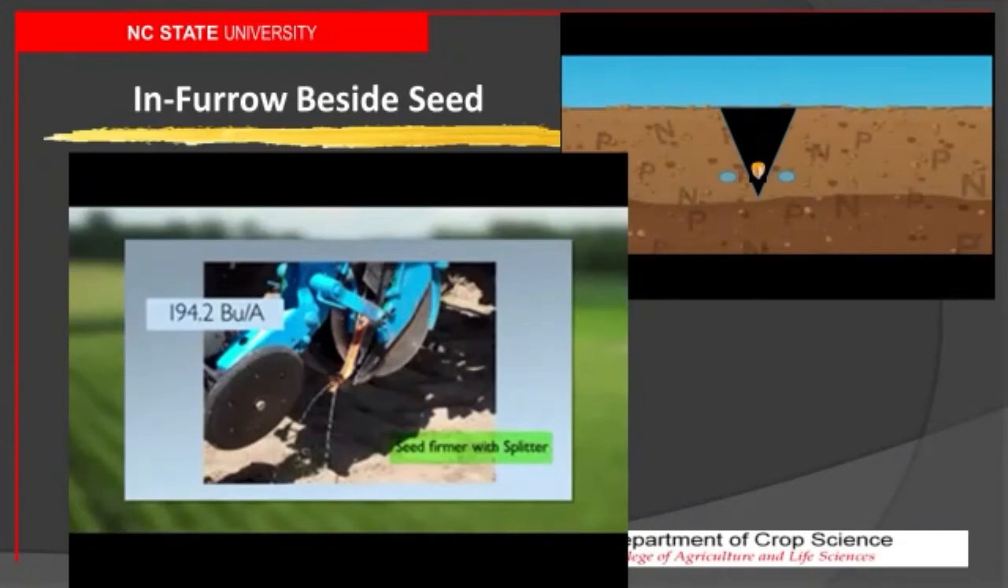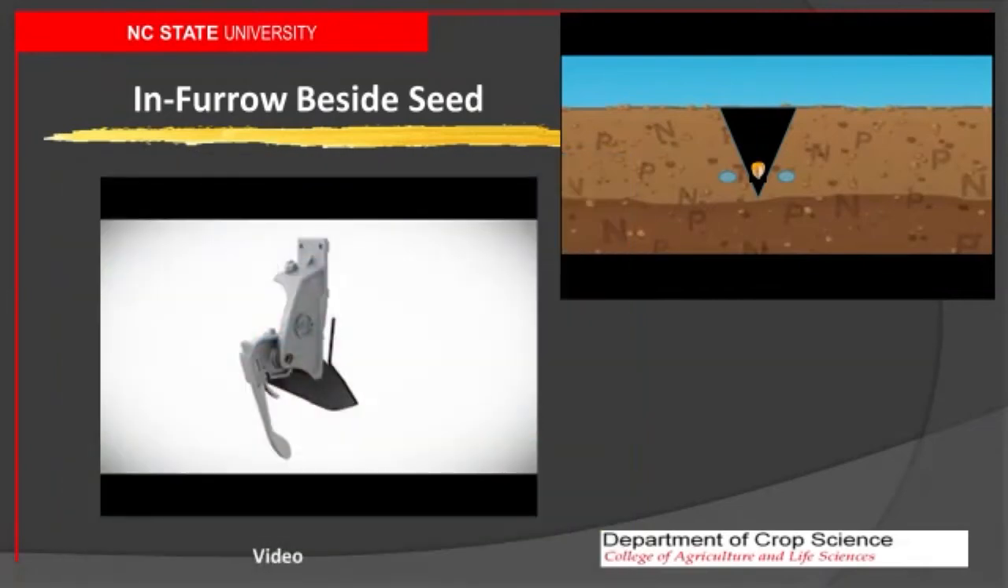We're going to see in a second whether it is, but a better method of getting it away from the seminal root and closer to where those nodal roots will droop down as they grow out of the nodes there. So in-furrow beside the seed. I got some videos here I'll just share with you.